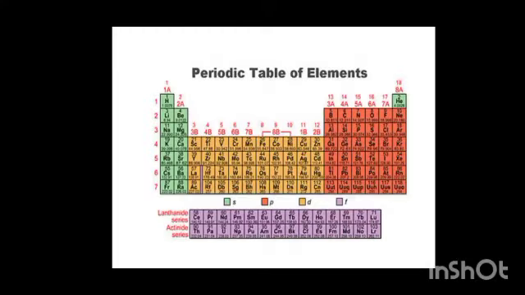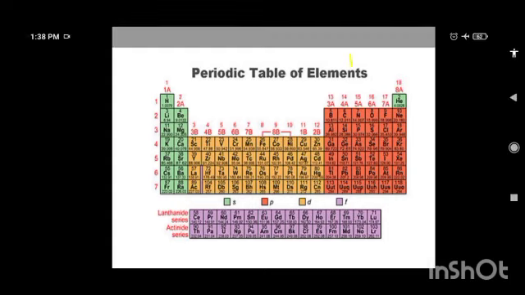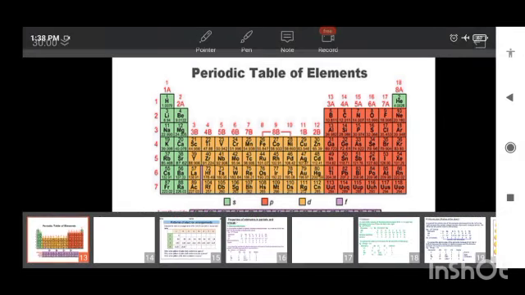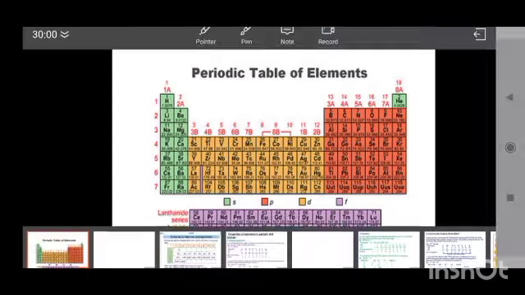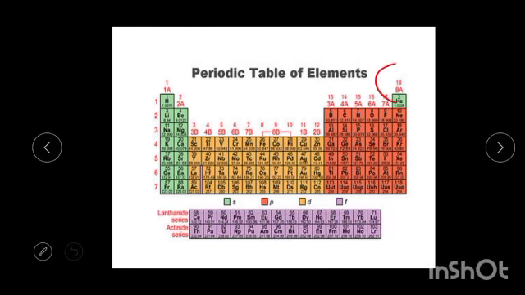Properties of the periodic table. We know the periodic table has 18 groups and 7 periods. 18 groups and 7 periods in the periodic table.